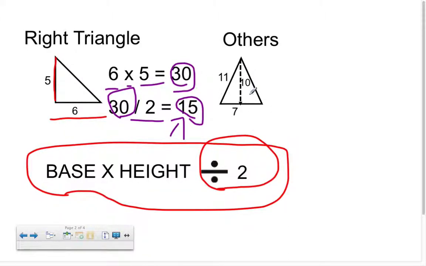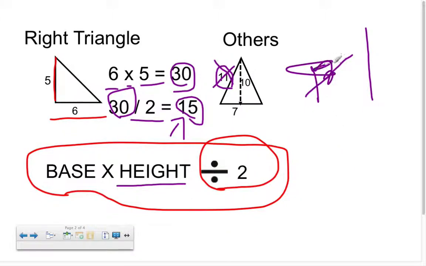Same thing with triangles like this, except you might get tricked on a triangle like this. You might think this 11 is the height, but it's not! This diagonal line is not the height. I always tell kids, when you measure your own height, do you stand up straight and tall, or do you stand up diagonal to measure? No, you don't stand up diagonal to measure your height. You stand up straight and tall.